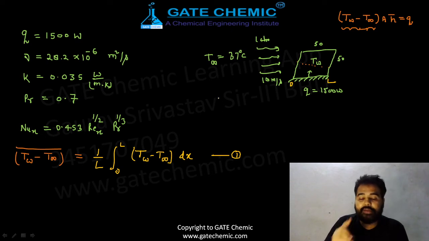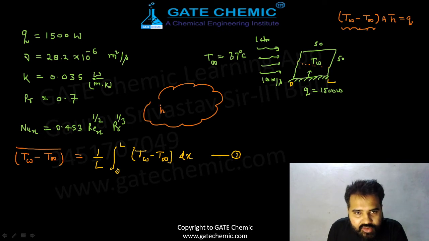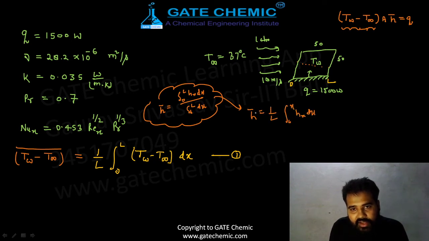It is nothing. Suppose you have to take an average, I am just giving you an example. If you want to take the average of h bar, how are you going to take it? Integral 0 to L of hx dx upon integral 0 to L of dx. And from here you will get h bar as 1 by L times integral 0 to L of hx dx. Do you remember this?